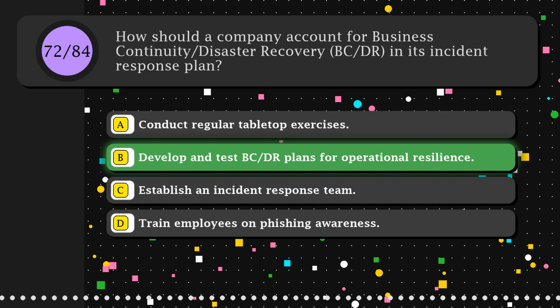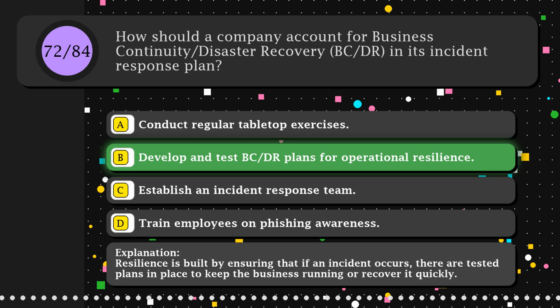The correct answer is option B, develop and test BC/DR plans for operational resilience. Resilience is built by ensuring that if an incident occurs, there are tested plans in place to keep the business running or recover it quickly.